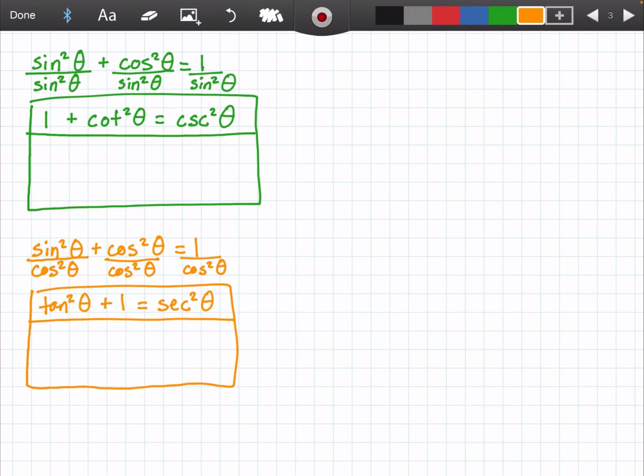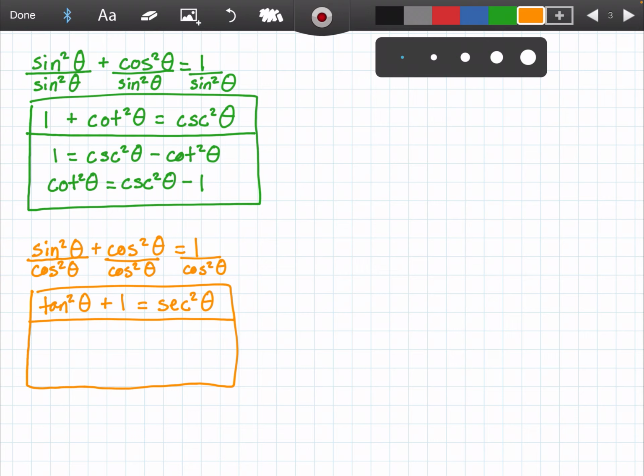All right, I'm going to take a moment. I'm just going to write the other forms of these. So starting with my green one up here, I'm going to start by subtracting cotangent squared from both sides. So 1 equals cosecant squared minus cotangent squared. And then I'm going to subtract 1 from both sides. That equals cosecant squared minus 1.